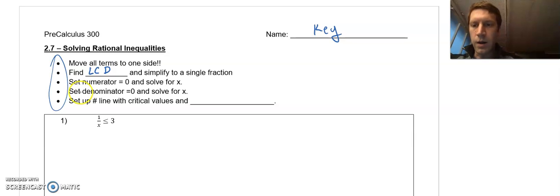Once we have our fraction on the left-hand side, we want to set the numerator equal to 0 and solve for x. That's going to generate some critical values. Then you do the same to the denominator: set that equal to 0 and solve for x. That's the other part of your critical values. So you'll be getting critical values from the top and the bottom. Once you find those critical values, we'll set up a number line and test each interval.